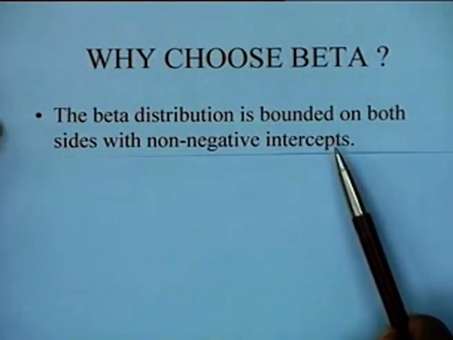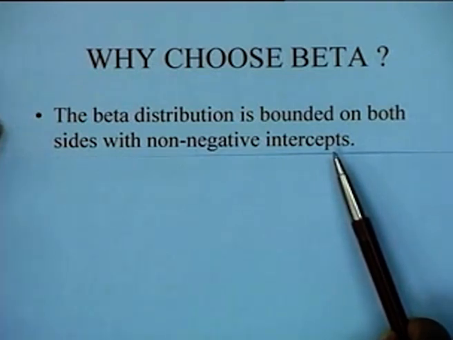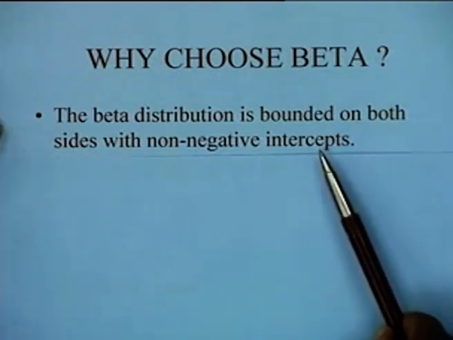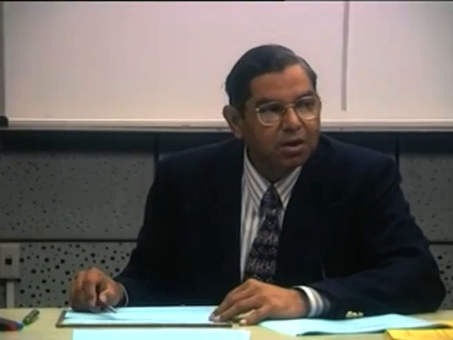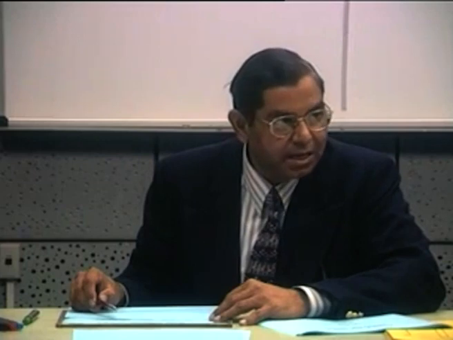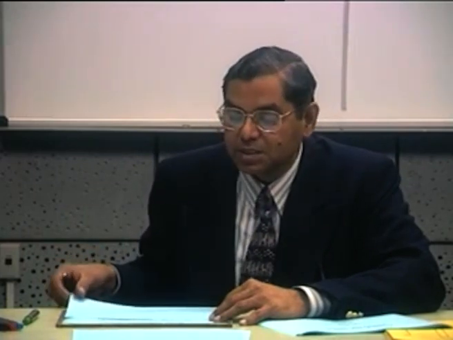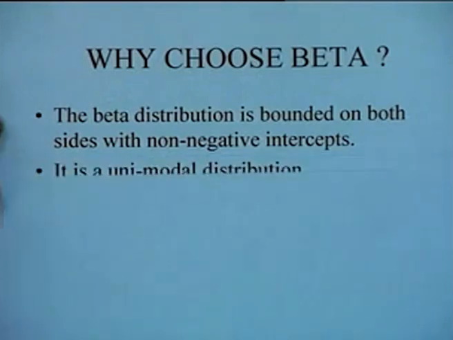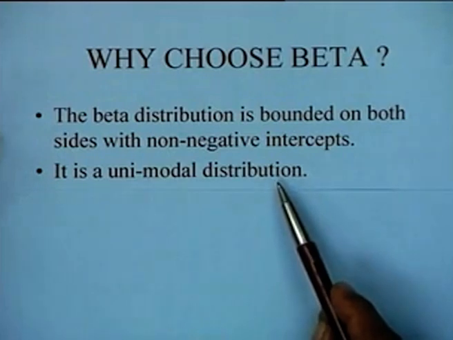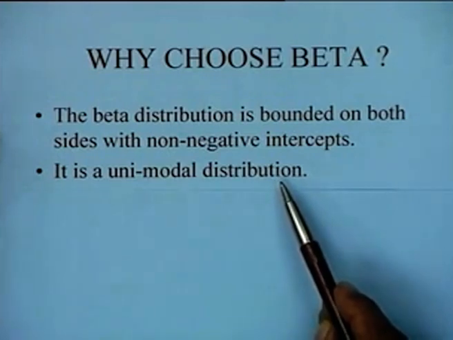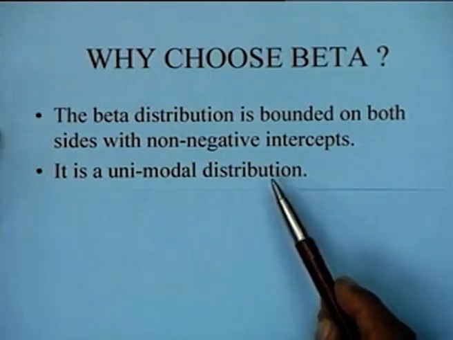Unlike, for instance, a normal distribution which extends from minus infinity to plus infinity on both sides. So the two non-negative intercepts can be very conveniently given the interpretation of the optimistic and the pessimistic times, the minimum possible time and the maximum possible time. This is one property of the beta distribution. The second thing is that it's a unimodal distribution. It's a distribution that has a single mode. It doesn't have multiple modes.